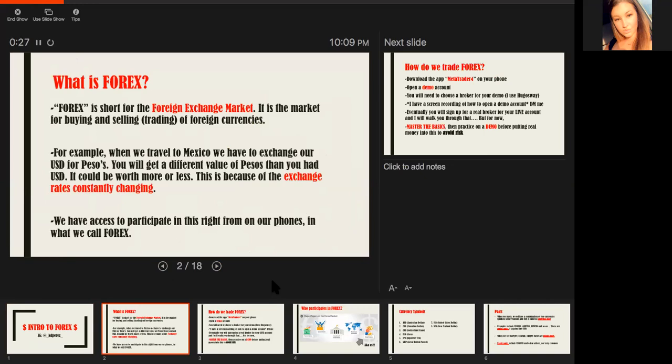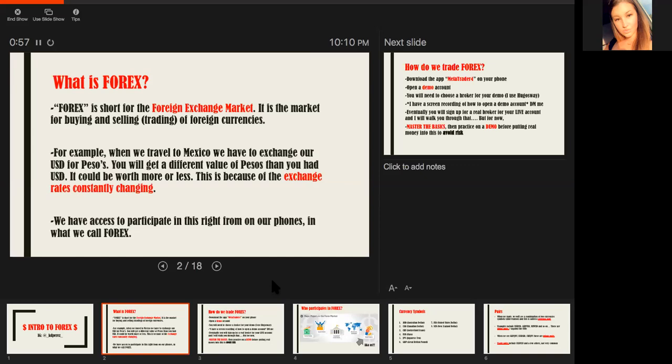So let's talk about what is Forex. Forex is basically short for the foreign exchange market. It's the market for buying and selling, or trading, of foreign currencies. For example, if we travel to Mexico, we have to exchange my United States dollars for their pesos. I'm going to get a different value of pesos than I had in United States dollars. It's going to be worth either more or less, because exchange rates are constantly changing.